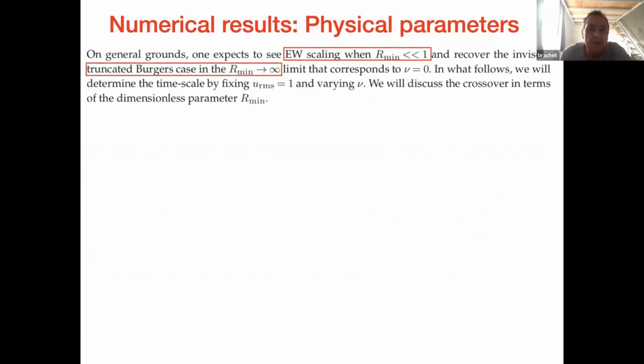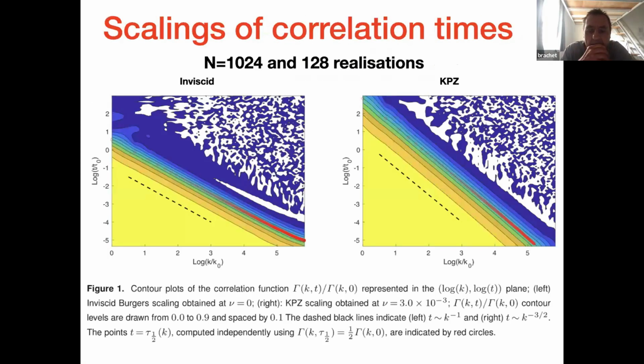So on general grounds, what do you expect? Well, when this Reynolds number is very, very small, you expect to find Edwards-Wilkinson. When this Reynolds number goes to infinity, you expect to find the inviscid scaling, and in between there should be KPZ. So how do these things go together? Well, first of all, let's check that it works.